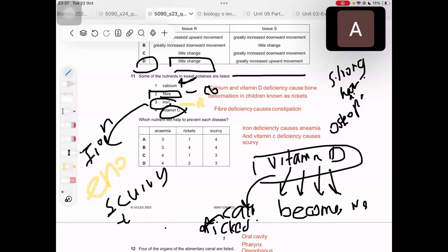So without vitamin C, our skin would also age. That is another deficiency, but scurvy is the main deficiency.